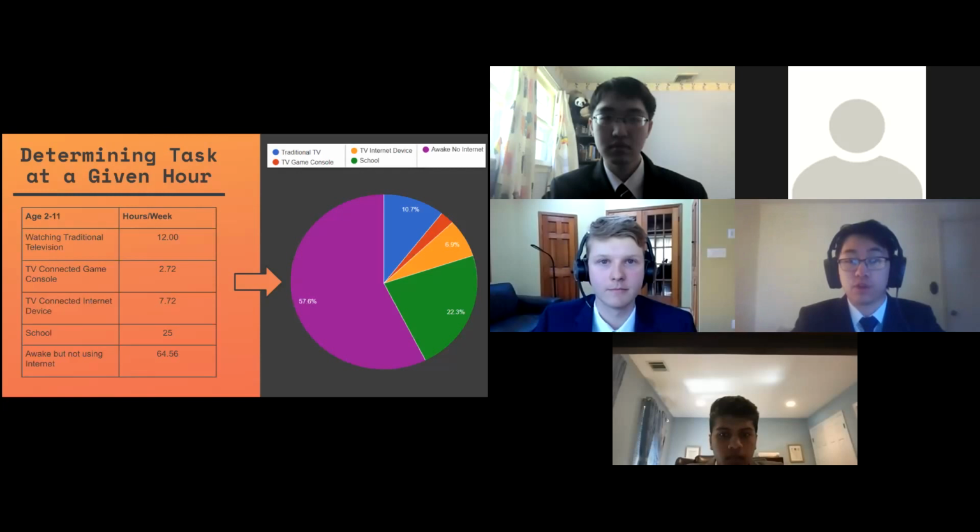For that hour's bandwidth usage, each task was assigned either a fixed bandwidth value or a range of values, and a random value within the range is selected from the data provided in the data sheets. So for example, the 2 to 11-year-old spends about 25 hours in school, which translates to a 22.3% chance that the child is in school utilizing video conferencing at any given time during the week. This is then translated into a random amount of data usage between 2 and 5 megabits per second for that hour.